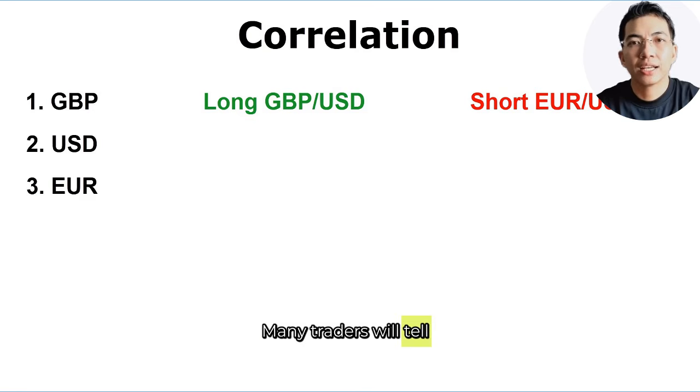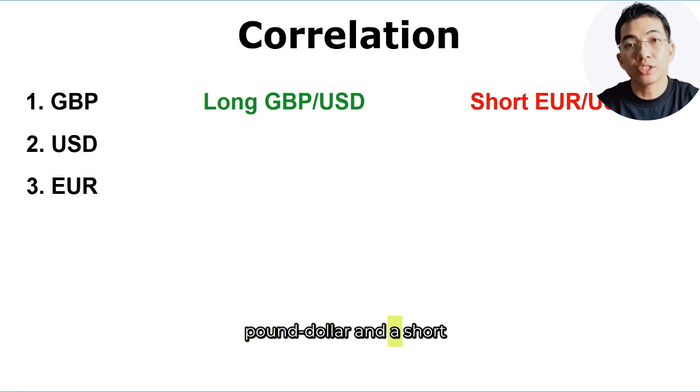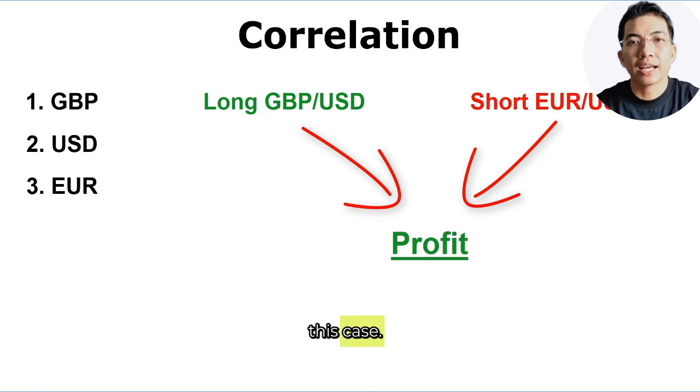Many traders will tell you that it doesn't make sense because these two currency pairs have a strong correlation. It is hard that you will have a profit from both of your positions. If you have a look at the list, the pound is gaining against the United States dollar because it is stronger. The United States dollar is weaker than the pound, but it is stronger than the euro. A long position on pound dollar and a short position on euro dollar would be both profitable in this case.